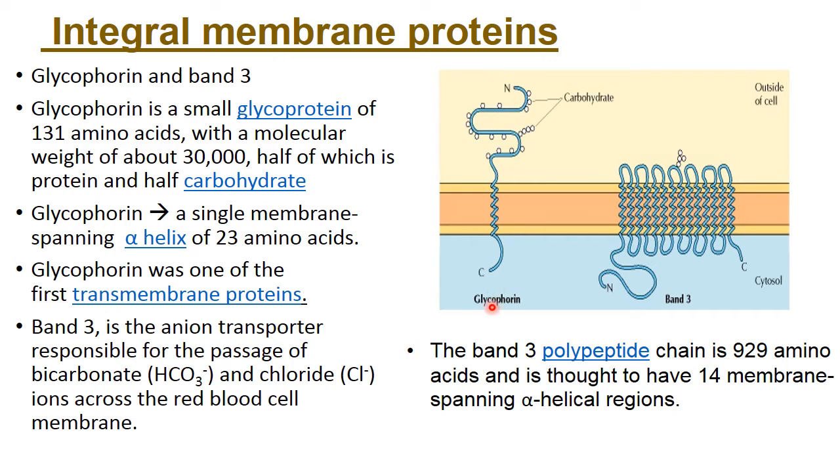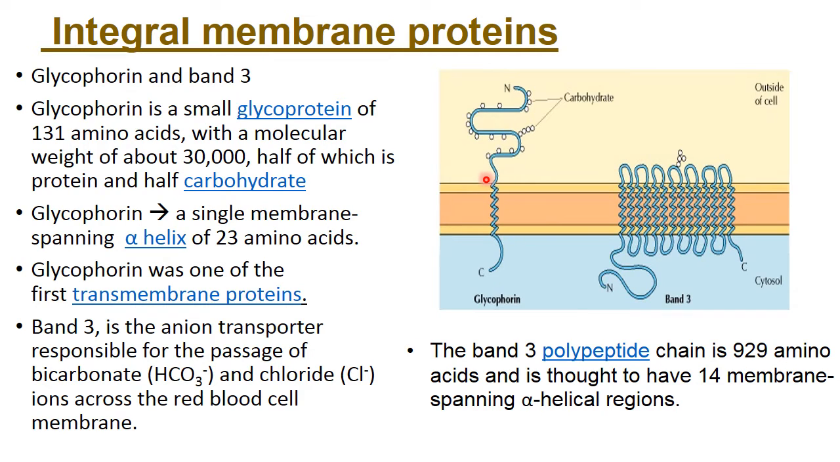Half of the molecule is carbohydrate and half of the molecule consists of protein. Glyco means carbohydrate, and phorin is the protein component. It has a molecular weight of 30,000, and glycophorin is a single membrane-spanning protein.